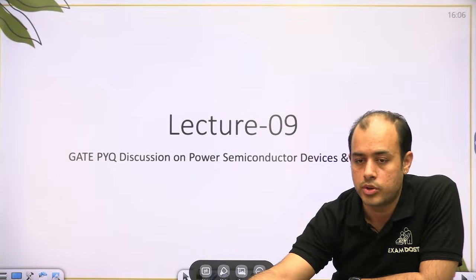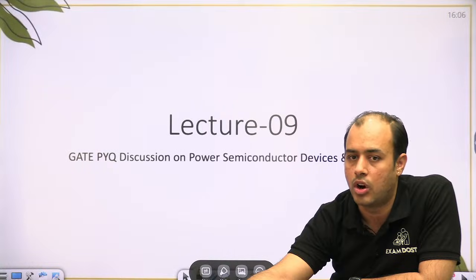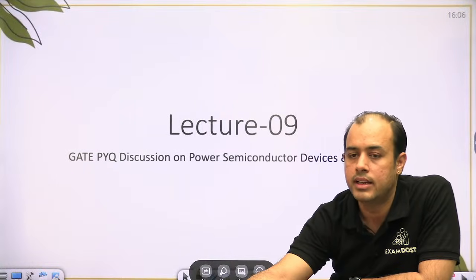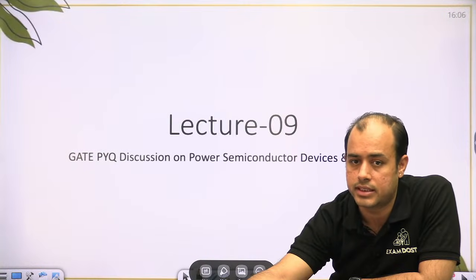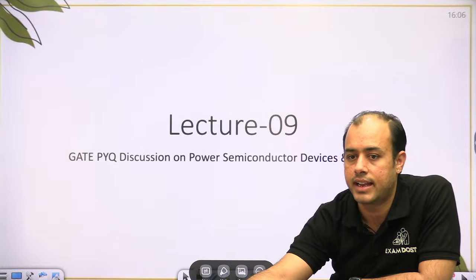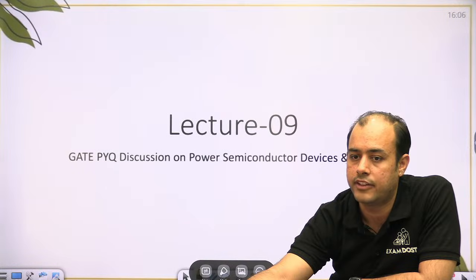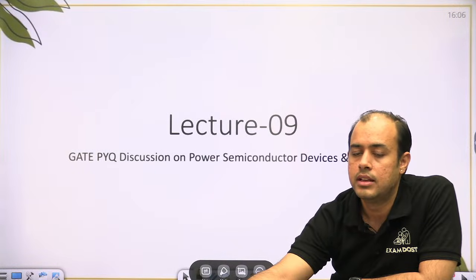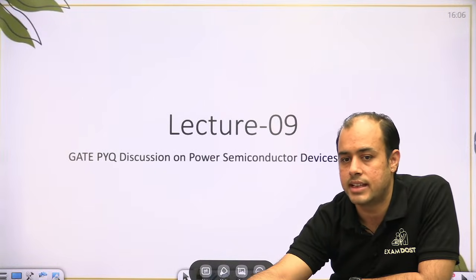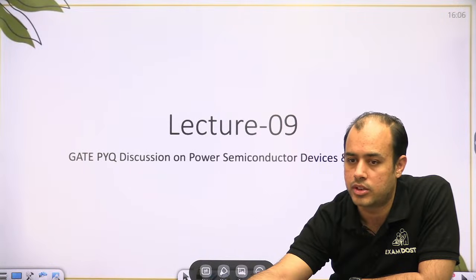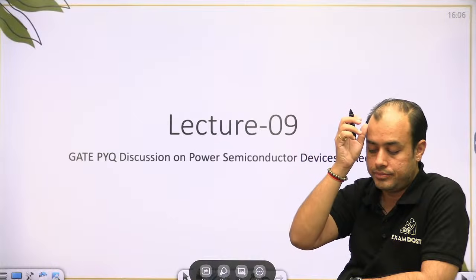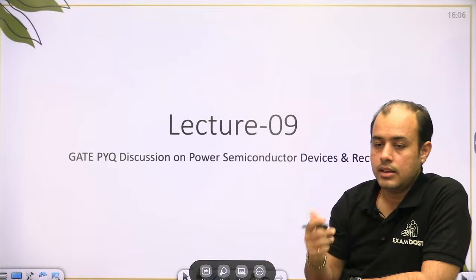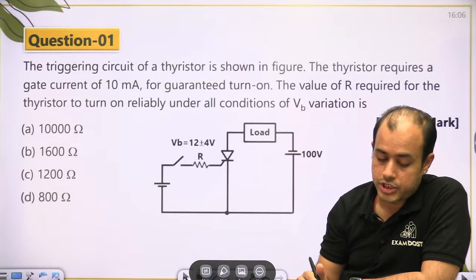Today we are going to discuss the PYQs on the first two units. The first is semiconductor devices and the second is your rectifiers. So semiconductor devices and the rectifiers we are going to cover. Let's quickly start, everybody join. Let me start the first question.